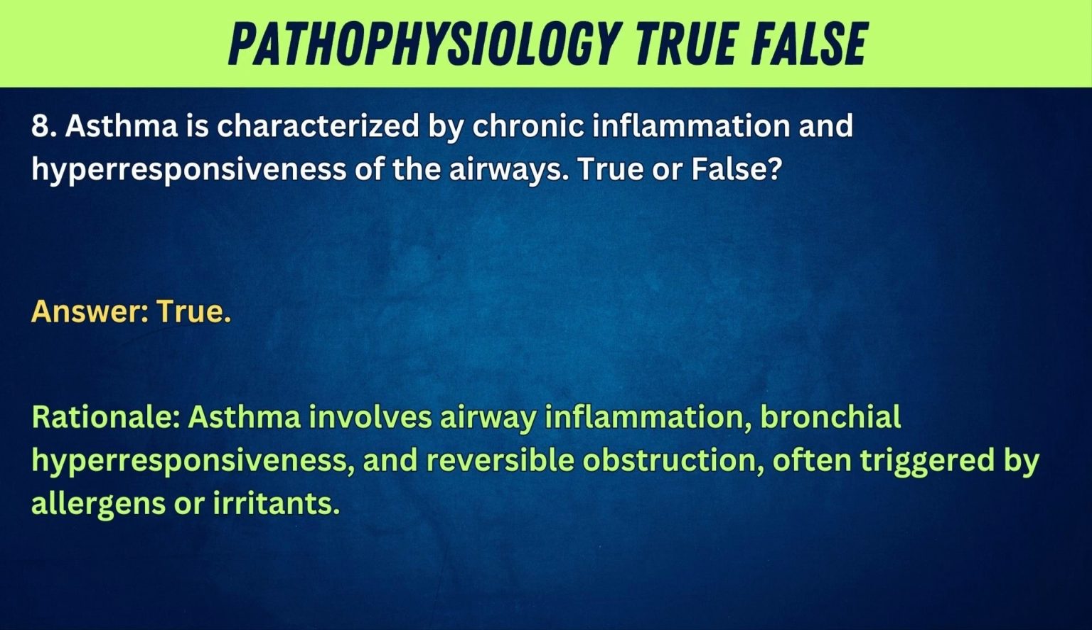8. Asthma is characterized by chronic inflammation and hyperresponsiveness of the airways. True or false? Answer: true. Rationale: asthma involves airway inflammation, bronchial hyperresponsiveness, and reversible obstruction, often triggered by allergens or irritants.